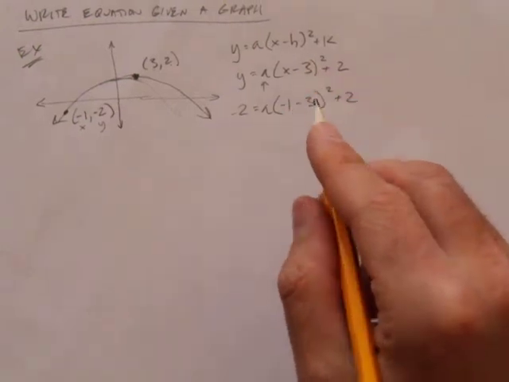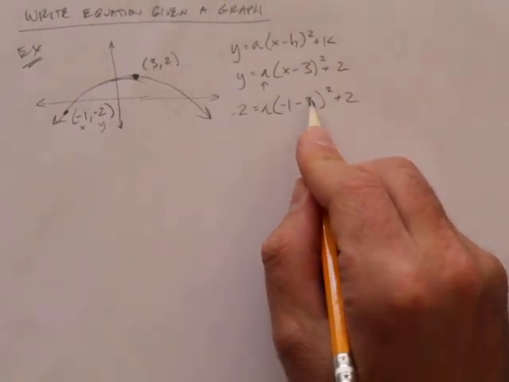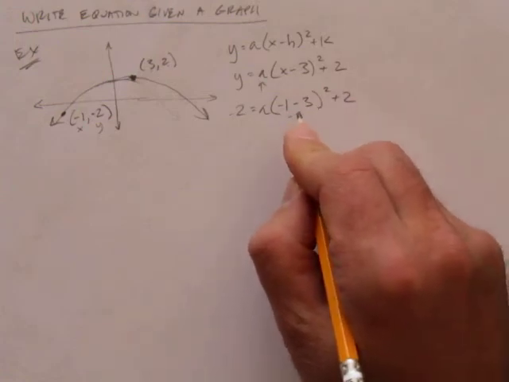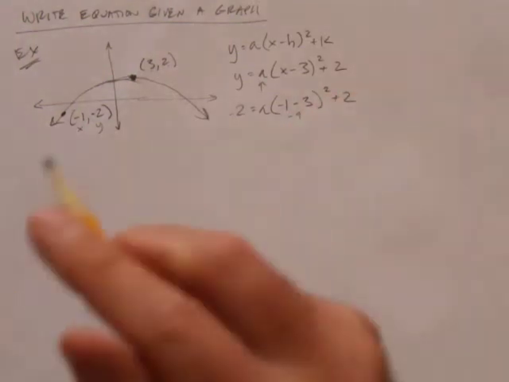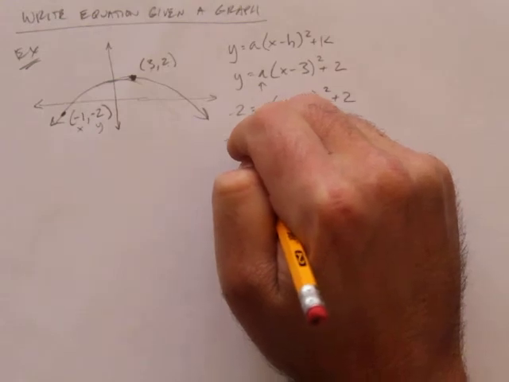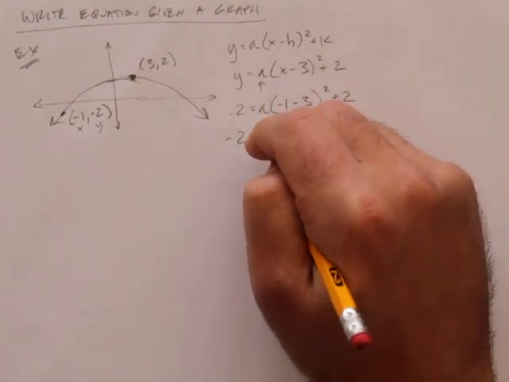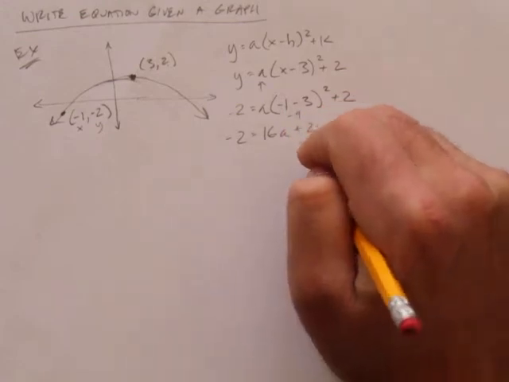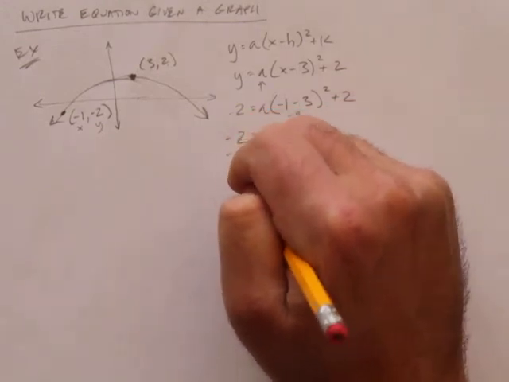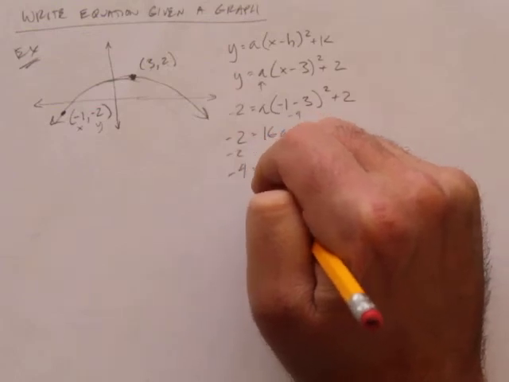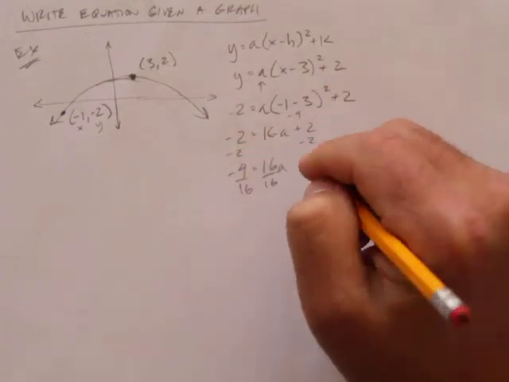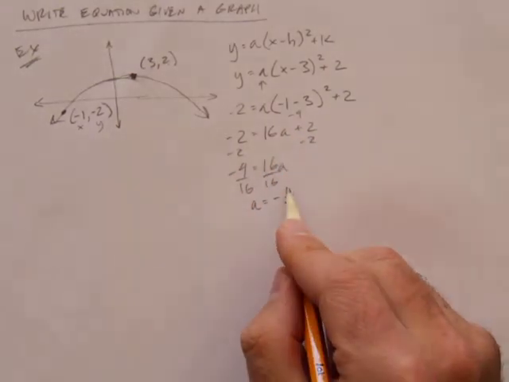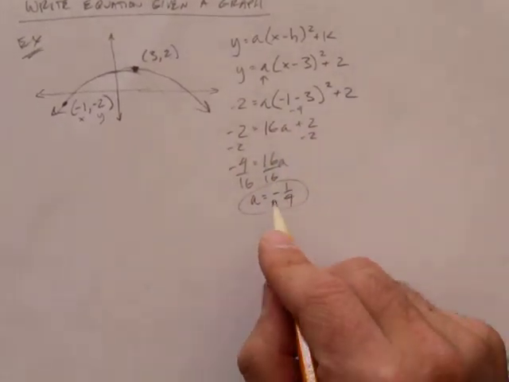So I am going to say -1 plus -3, or -1 minus 3, is -4. -4 squared is positive 16. -2 equals positive 16a plus 2. Subtract 2 from both sides. -4 equals 16a, divide by 16, divide by 16. a equals -1/4. So that's not my answer.